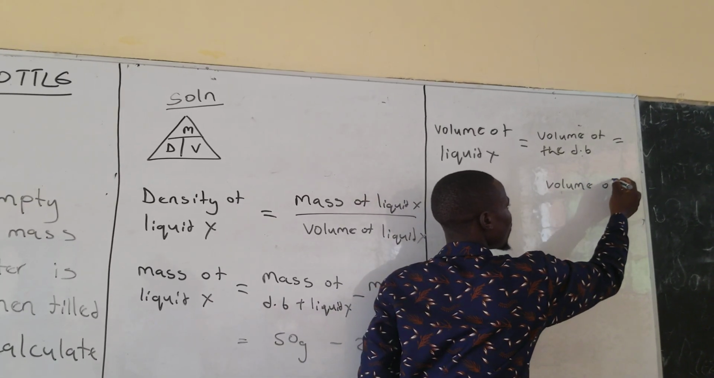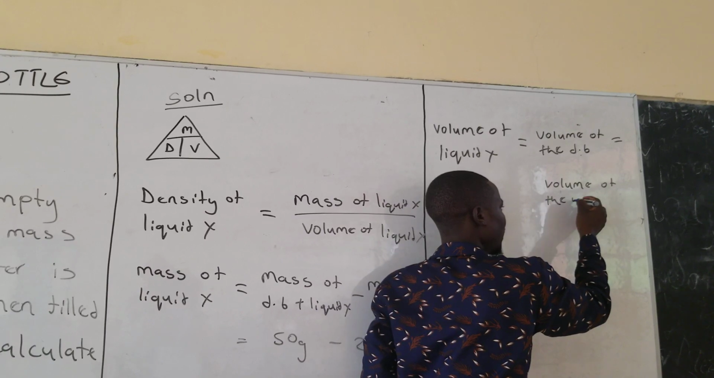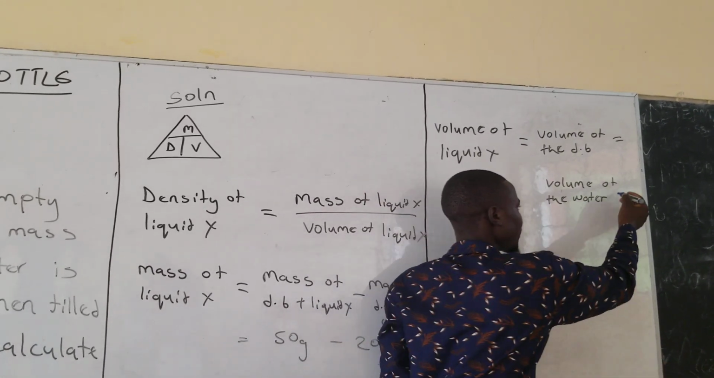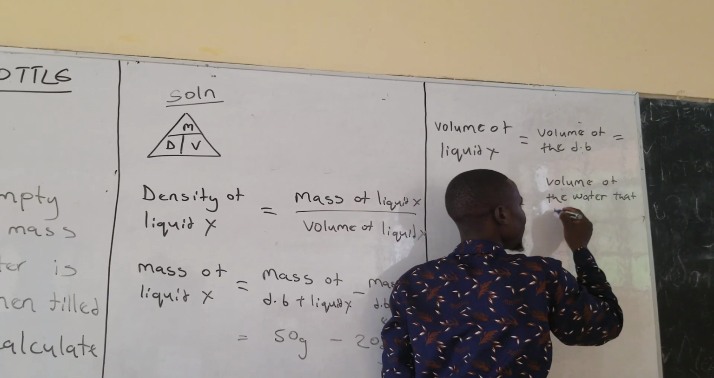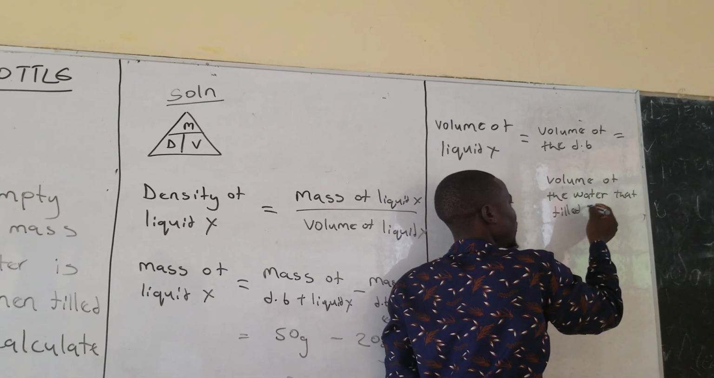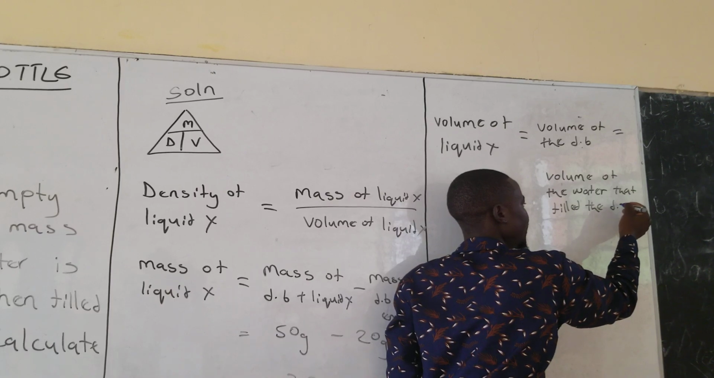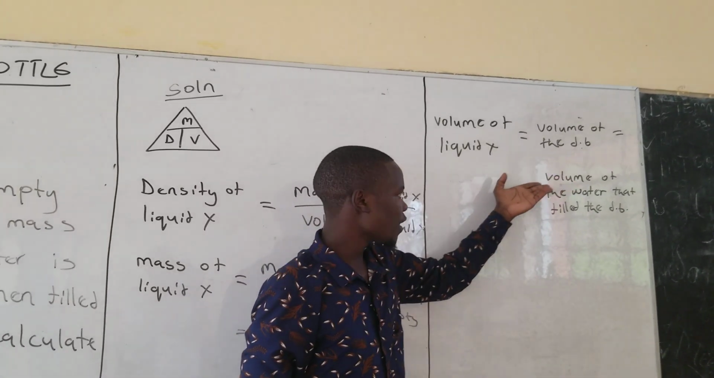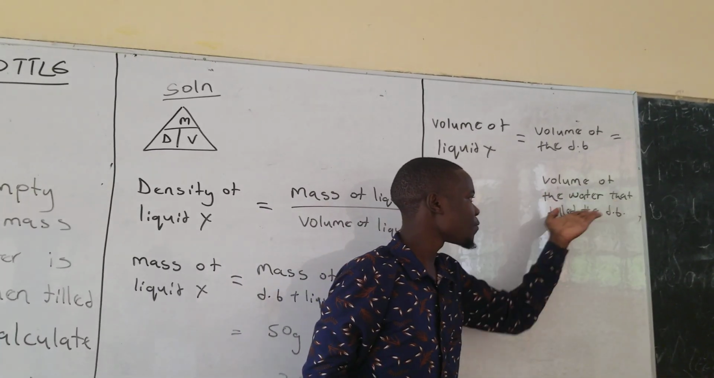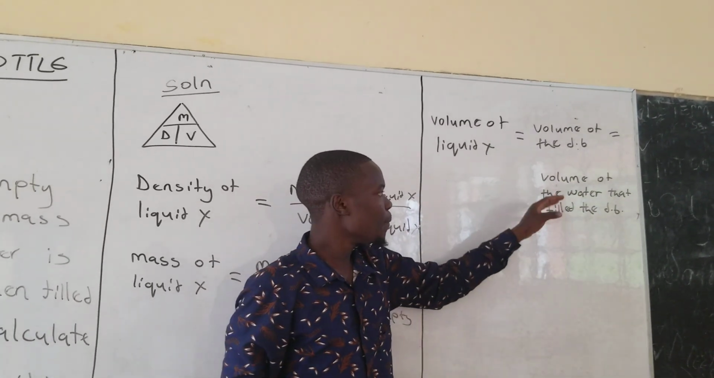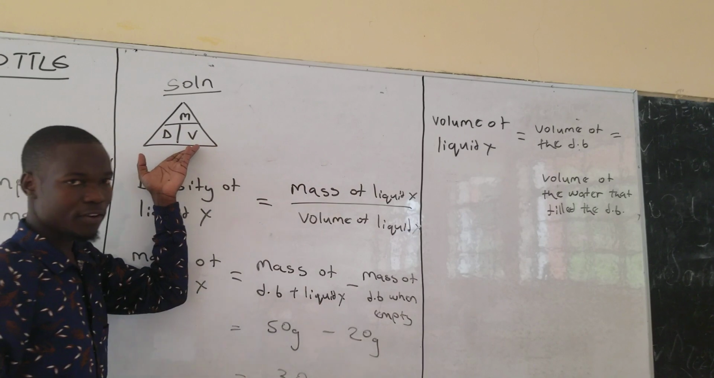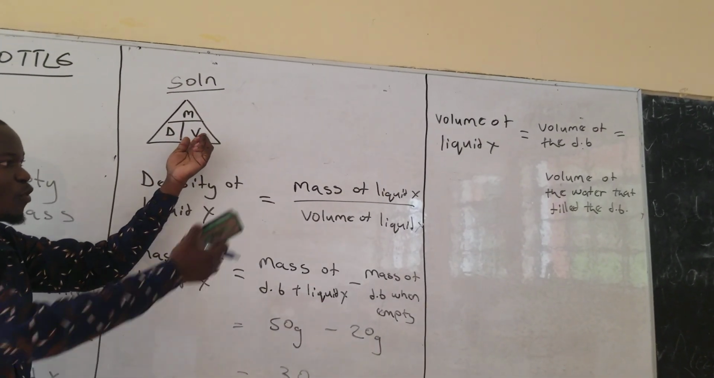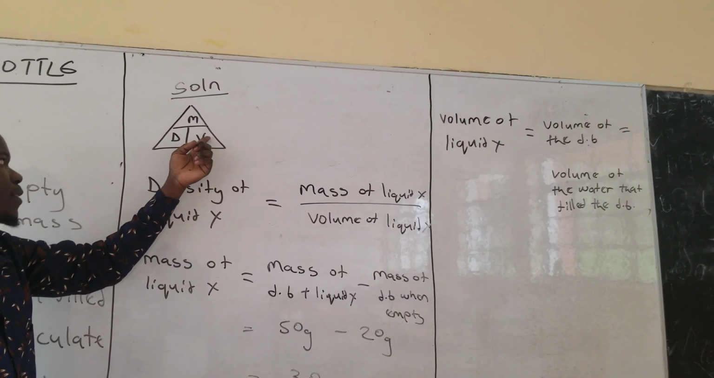volume of the water, not just water, but the water that filled the density bottle. So this one is easy to get. We can get the volume of water that filled the density bottle. Why? Because let us come back to this triangle of ours. We want to get the volume of water that filled the density bottle.